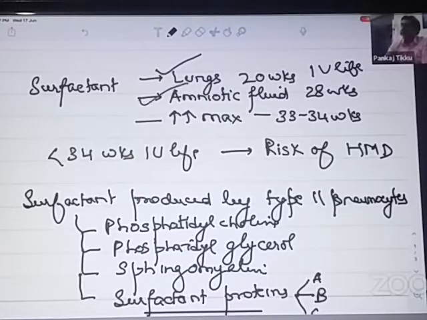Then it is present in the amniotic fluid at 28 weeks of intrauterine life. And then it is present in maximum concentration at 34 weeks of intrauterine life. So any child who is born earlier than 34 weeks of intrauterine life will be at a risk of having surfactant deficiency, at least some quantity. And the more premature the child, the greater the level of surfactant deficiency, so the higher the risk of hyaline membrane disease.